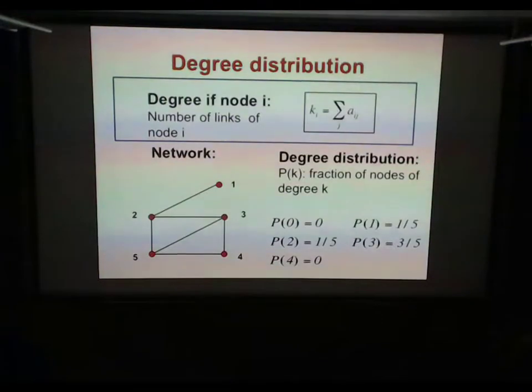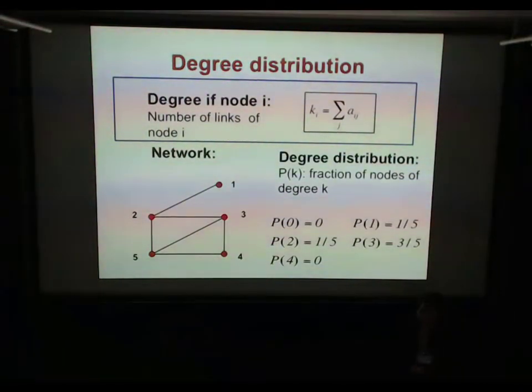And what do we mean by degree? Degree is just the sum of the links of each node, and the degree distribution is the fraction of nodes of a given degree.